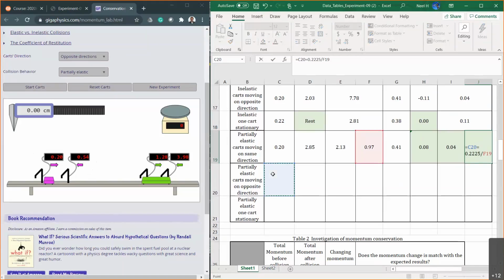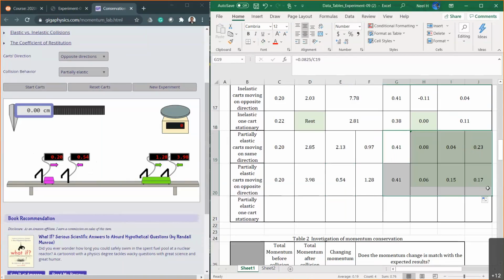Record the time values. Card number 1 before collision 0.20, card number 2 before collision 3.98, and it's negative, so we have to put that negative sign later. Card number 1 after collision 0.54 negative, card number 2 after collision 1.28. Now this you can click and drag, that will do the job, because it's very similar, but I'm going to get rid of this color there.